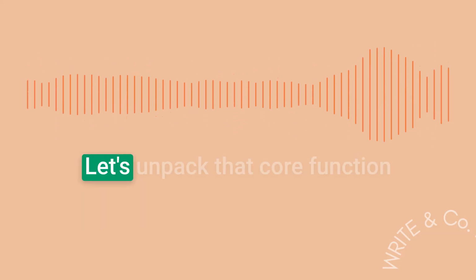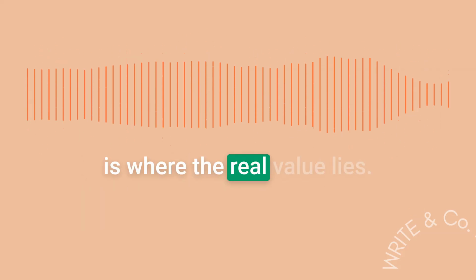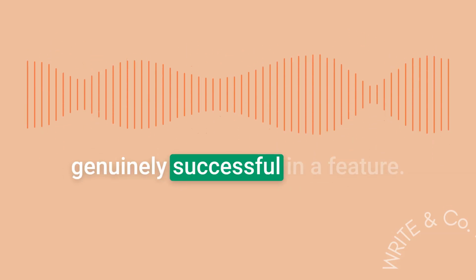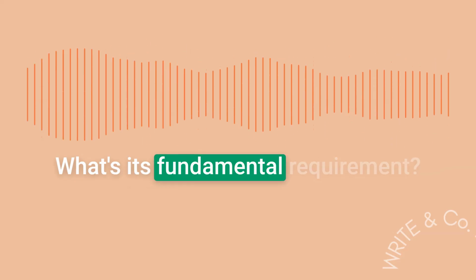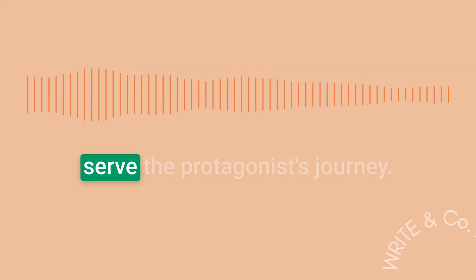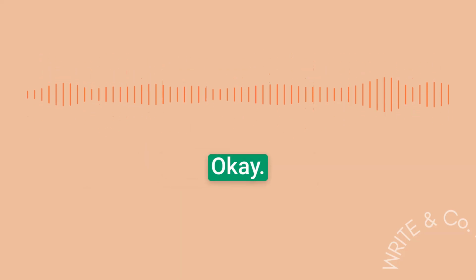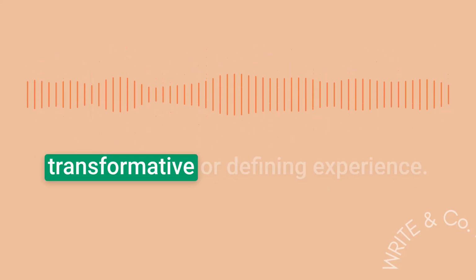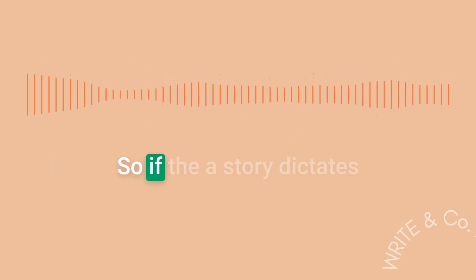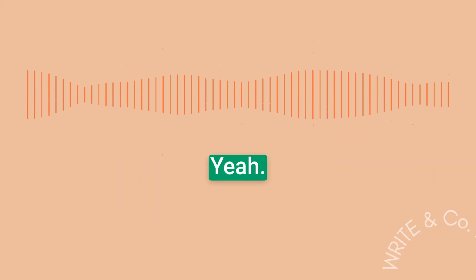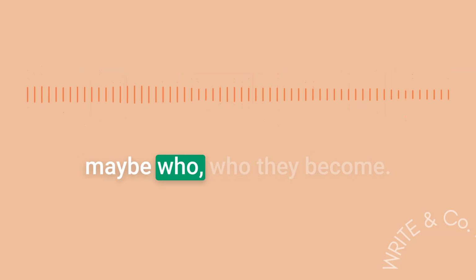Okay, let's unpack that core function, because I think this is where the real value lies, beyond just filling pages. If a subplot is going to be genuinely successful in a feature, what's its fundamental requirement? What does it have to do? Well, the absolute fundamental requirement is that it must serve the protagonist's journey. Simple as that. In features, the vast majority of stories are about the protagonist going through some kind of transformative or defining experience. So if the A story dictates what the protagonist does, the external fight, the goal. The action plot. Yeah. The subplot almost always focuses on who they are or who they become. It helps facilitate that internal fight, that character arc.